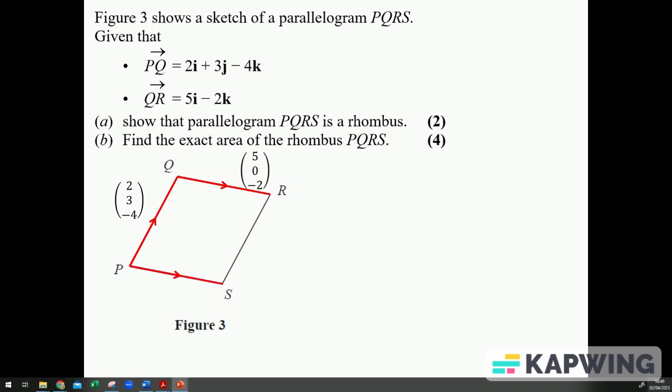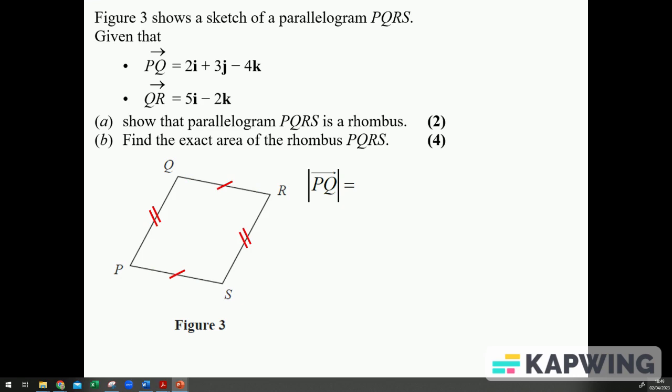Because it's a parallelogram, P to S is the same as Q to R, and S to R is the same as P to Q. And we've got to show that it's a rhombus. Now, because it's a parallelogram, the opposite sides are equal. We've just got to show that all the sides are equal for it to be a rhombus. So we need to find the length of P to Q and show that it's equal to Q to R.